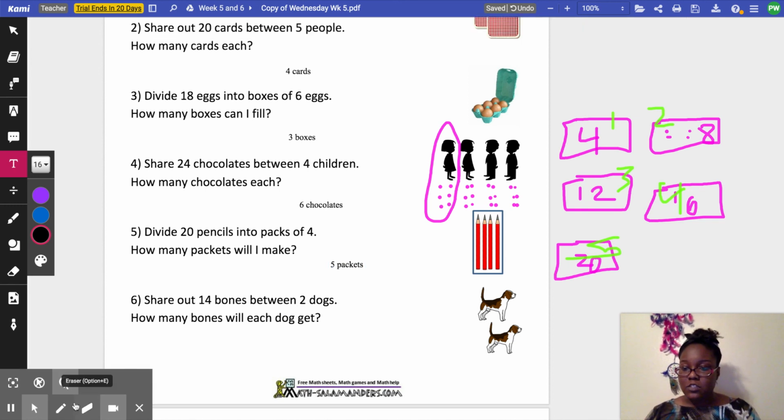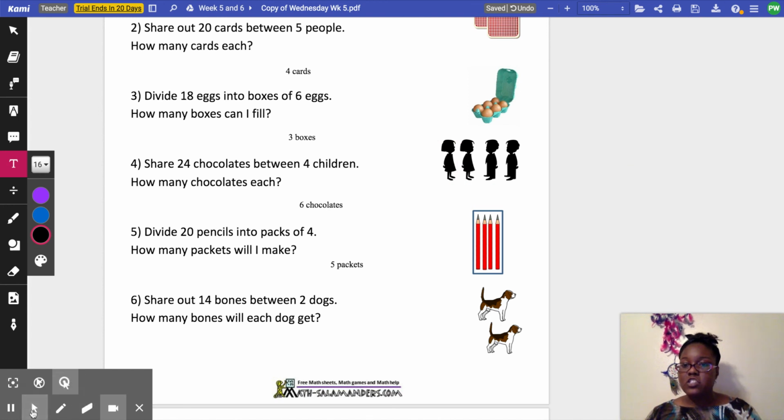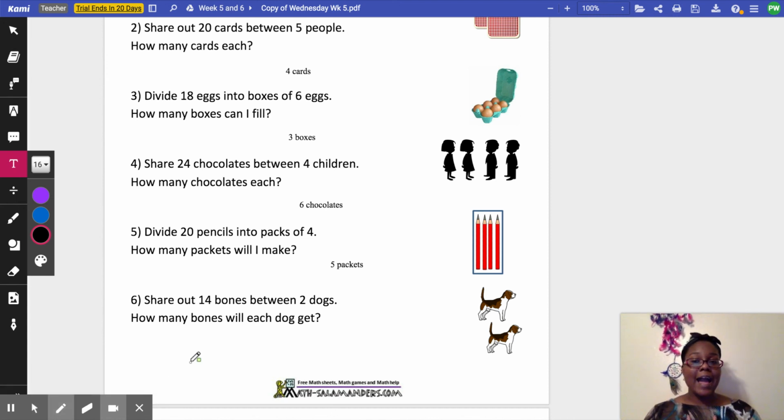Moving on to the last one. It says share out 14 bones between 2 dogs. How many bones will each dog get? So I can either think about that as, well, if I'm dividing by 2, that means I have to have 2 numbers that I add together that gives me 14. 2 of the same numbers, because 6 plus 6 is 12. Can't be 6 plus 6. Got to think of the next one.